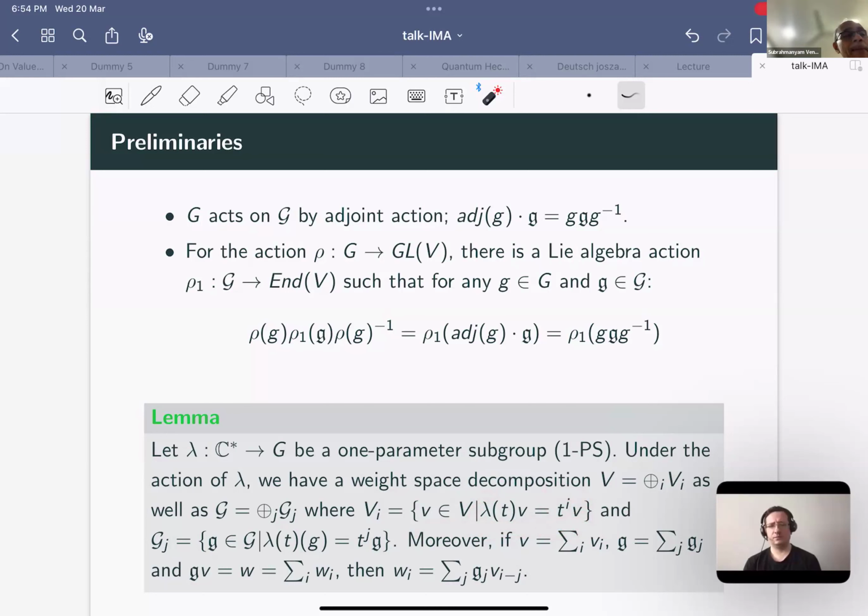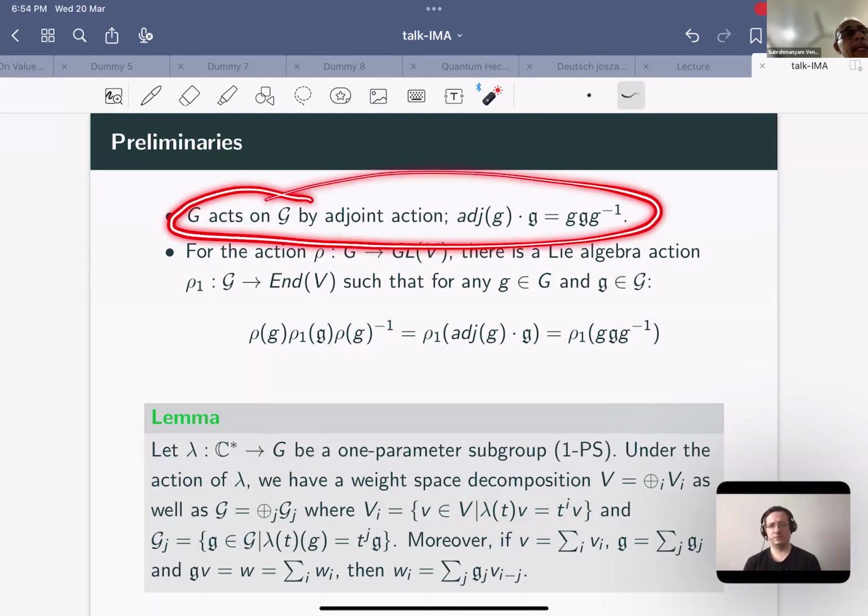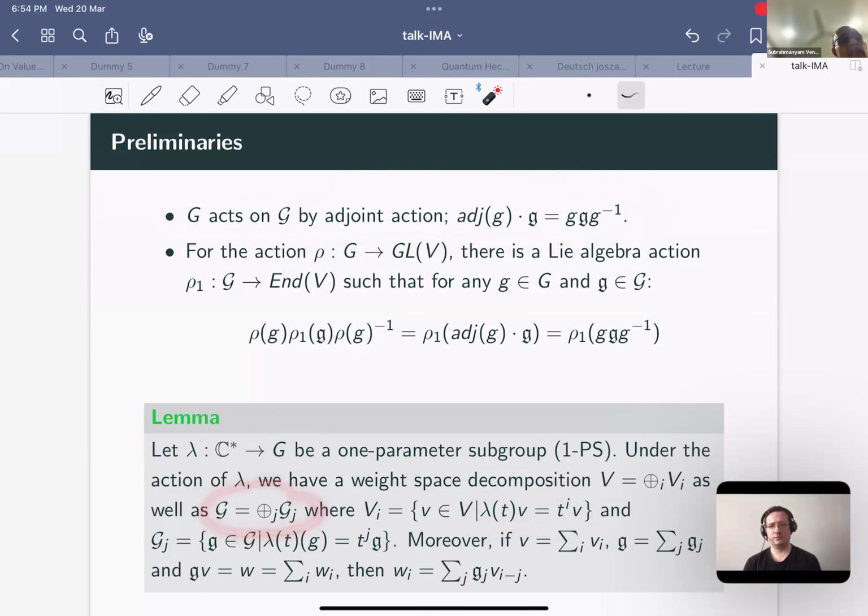Now, of course, this one parameter subgroup is an element of G also. Since it's an element of G and G acts on its Lie algebra, I get a weight decomposition on the Lie algebra of G also, and that I denote by this. So in g_j, I pick up all those elements of my Lie algebra where this one parameter subgroup acts as t to the j times g. So I have this decomposition of the Lie algebra, and I have this decomposition of my vector space V. So I have these two decompositions.